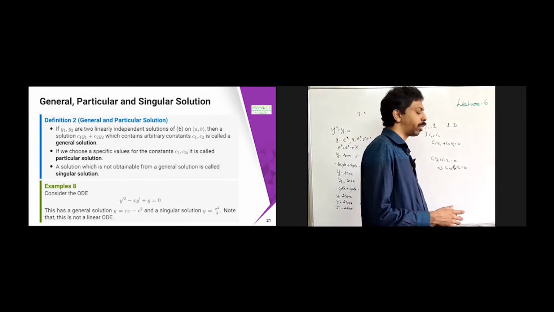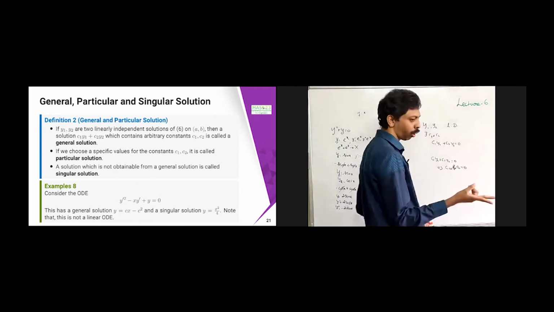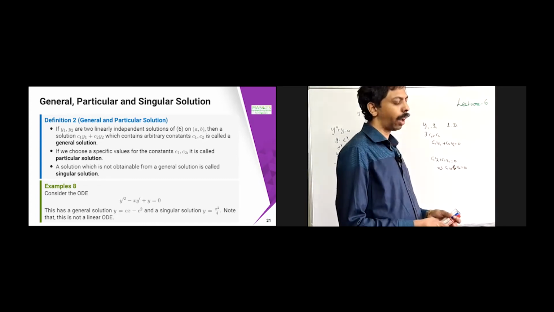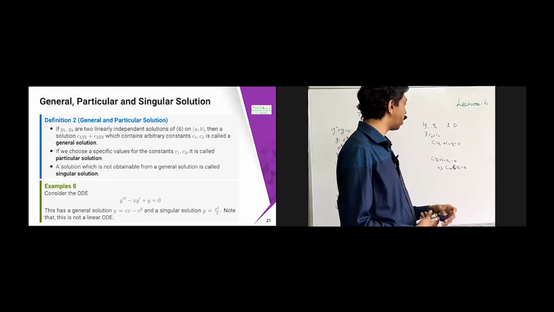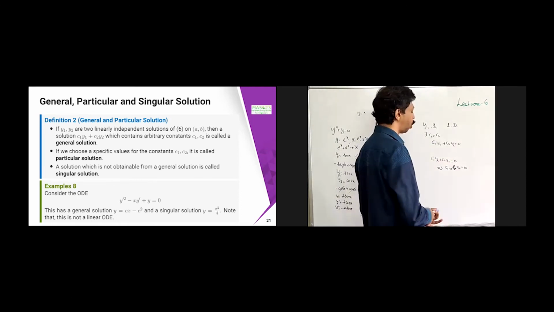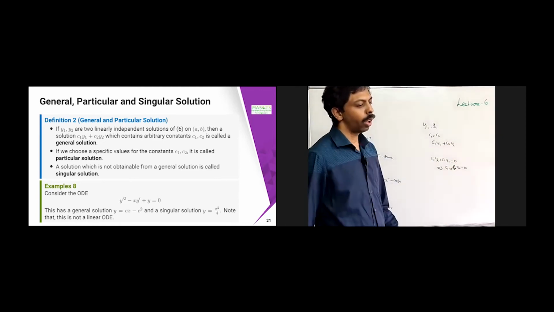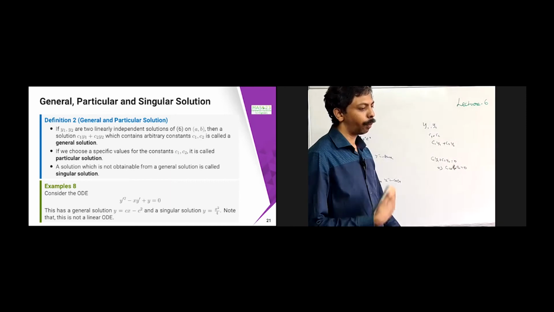So general solution means suppose y1 and y2 are two independent solutions of the given ODE. Then you can write any linear combination like this: c1 y1 plus c2 y2. You take any two solutions y1 and y2, then take any two constants c1 and c2, multiply c1 with y1 and c2 with y2 and add them. So c1 y1 plus c2 y2 is called the general solution.